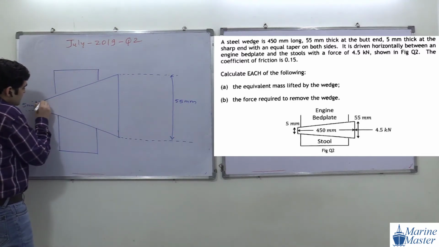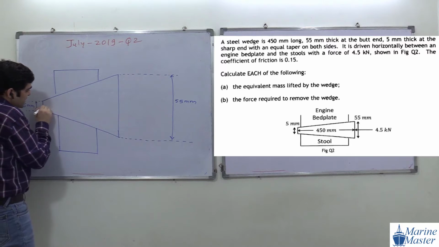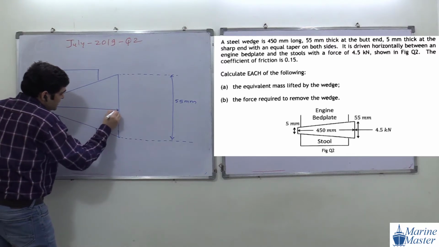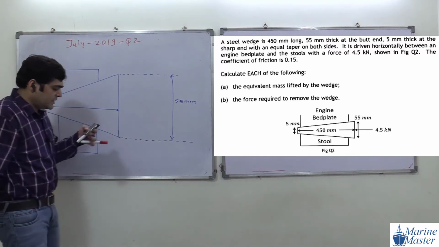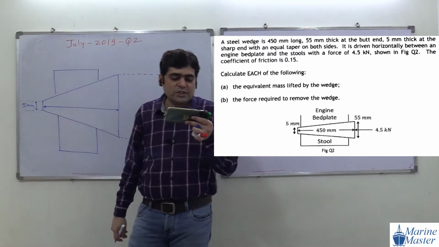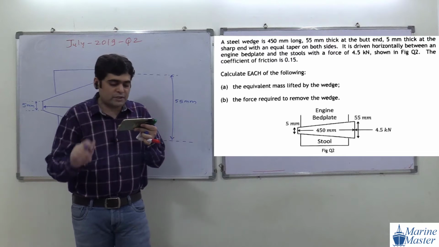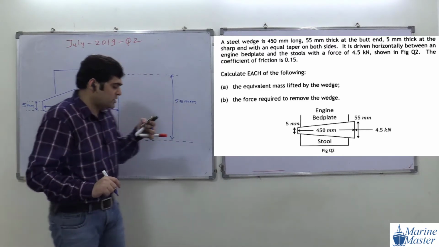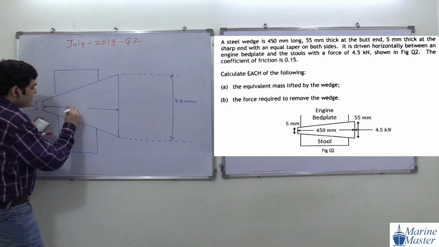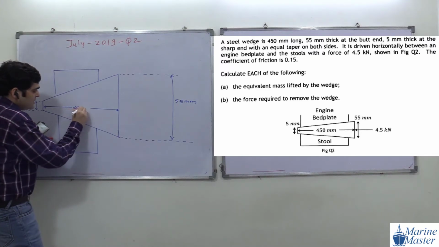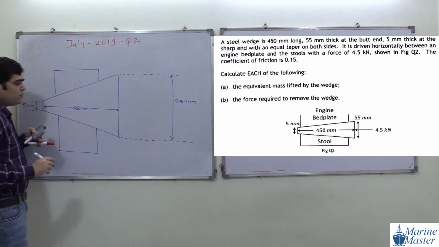Now here they have given us this much length. In the drawing they have given the length of the wedge. How much length of the wedge have they given us? This length is how much, guys? 450 mm. See the drawing here carefully. So this is 450 mm.